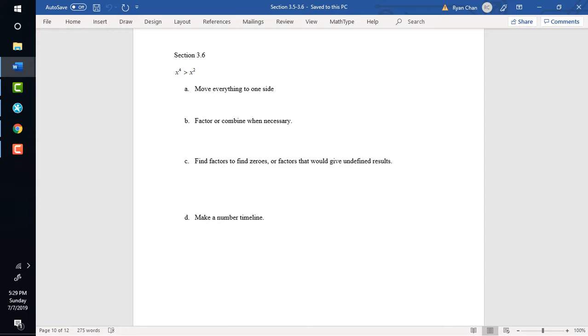And remember, what's an inequality? Inequalities are less than, greater than, less than or equal to, greater than or equal to, not equal to. Okay, so the first thing I'm going to do, before I start, I always want to make sure I move everything to one side. One thing I do want to take note of is make sure that your highest degree is positive.